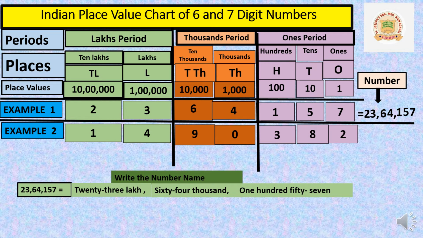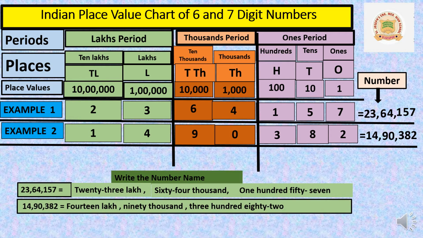So now let us write the lakhs period. In the lakhs period, in the 10 lakhs place I am having 1, and in the lakhs place I am having 4. This becomes 14 lakh. In the 10,000 place we are having 9. In thousands place we are having 0. This becomes 90,000. And in hundreds place we are having 3, tens place 8 and ones place 2. This becomes 382. Let us write the number name. 14,90,382. This is the second example.